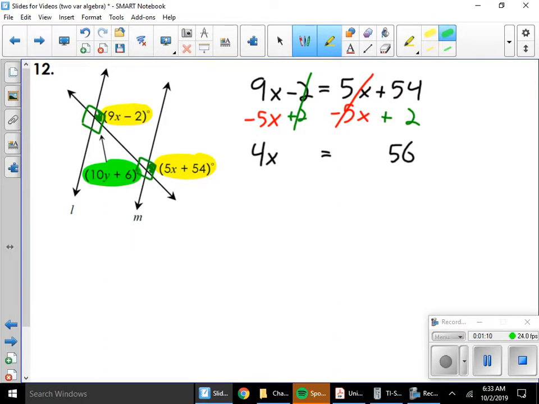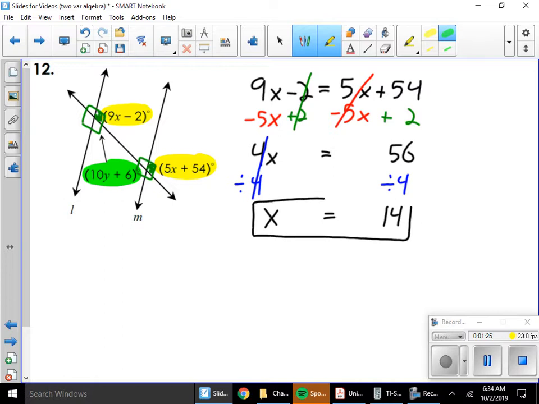Last but not least, a bit of division. We'll take care of that coefficient. 4x divided by 4 is just x, which is what we want, x by itself. And 56 divided by 4 is 14. So we found our value for x. Let's go ahead and double check.